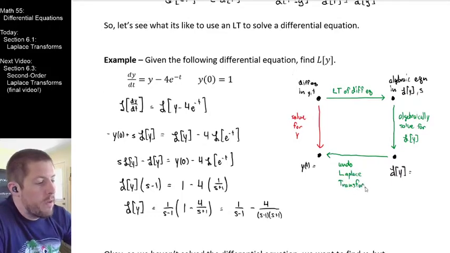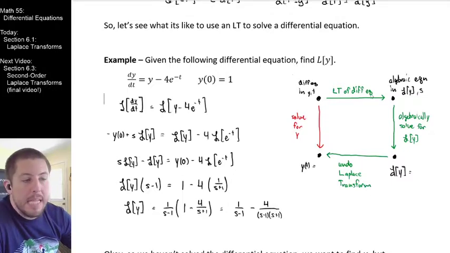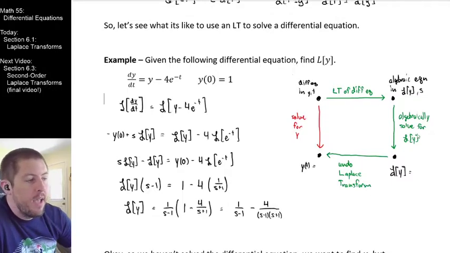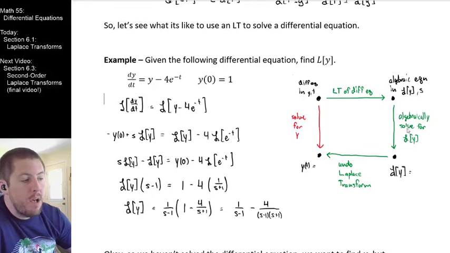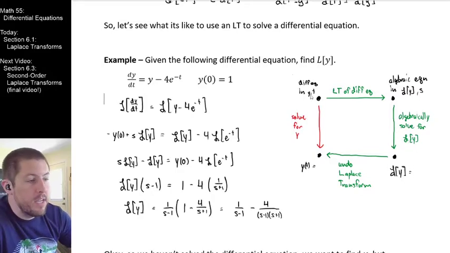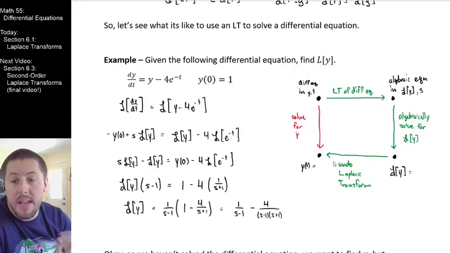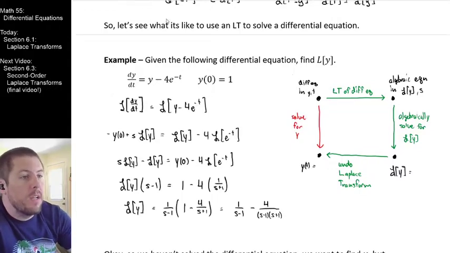So what we just did in step 1 was take the Laplace transform on both sides, and in step 2 we algebraically solved for L of y. So we started here, and we're currently right here. Our last step is we still need to undo the Laplace transform to actually get to a y of t equation. So that's our remaining step.